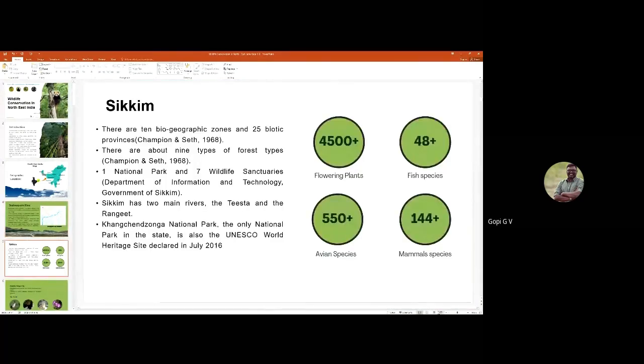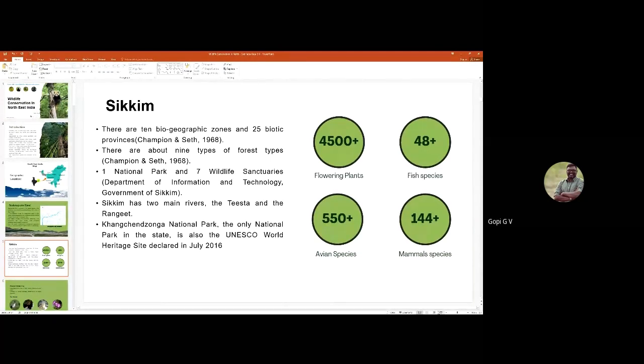So first we'll look at the state of Sikkim. I cannot get into much detail for each of the states, but I'll just give certain very important things that one needs to know and some important key features of each state.